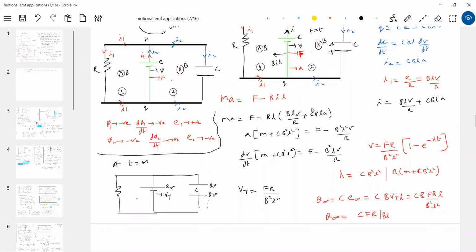No current through this, but there'll be a flow of current here. A current I1 will be flowing through this. B I1 L is the force I should apply.